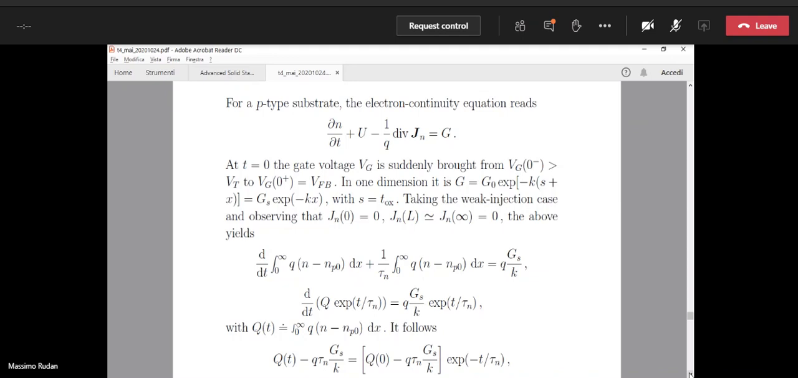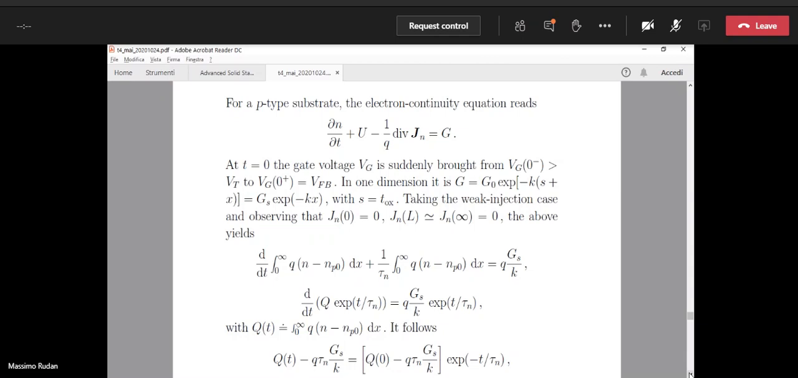Then we have a term associated to the thermal generation or recombination. In this case, it is a recombination, of course, because n is larger than np0. We take the weak injection condition, so U is n minus np0 over tau n. So after multiplying the continuity equation by q, we have simply capital Q over tau n.